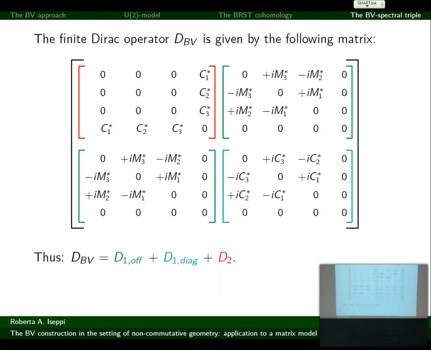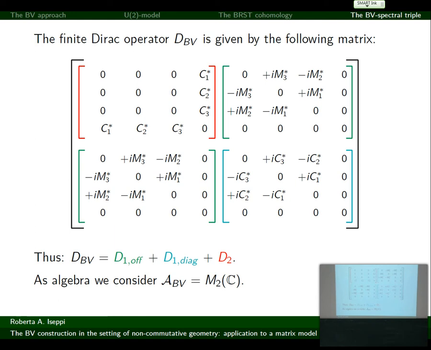What about the Dirac operator? This is the Dirac operator, and as you can see, this is an 8 by 8 matrix, and this block is pretty different from the others. This is what we will call D2. The other pieces are more similar, but in any case, these two, the off-diagonal ones, depend on the anti-field M star, while this diagonal block depends on C star. So this is why we are considering the operator as given by these three pieces: the one in the corner, and then the off-diagonal and diagonal ones.